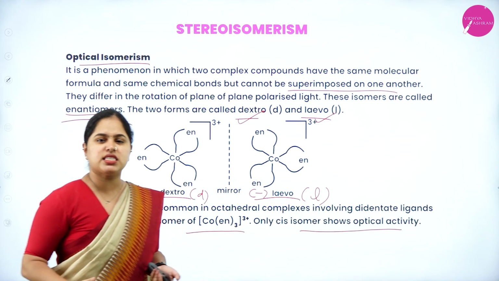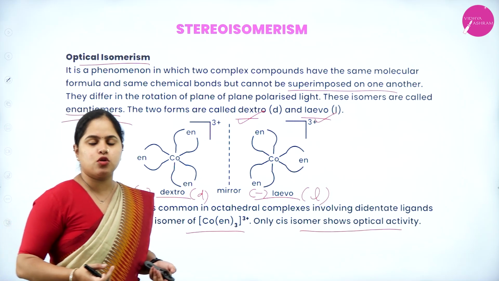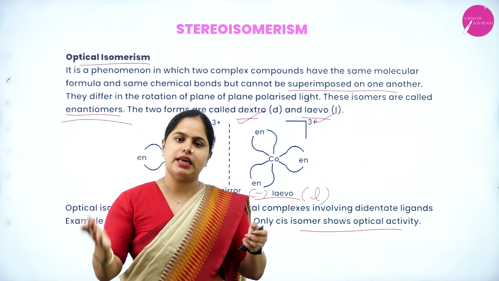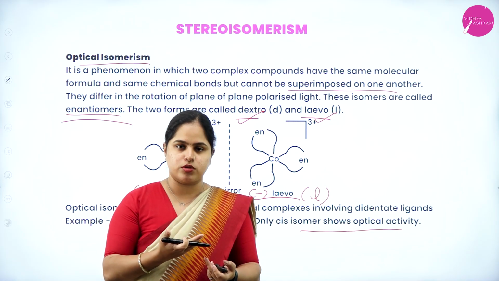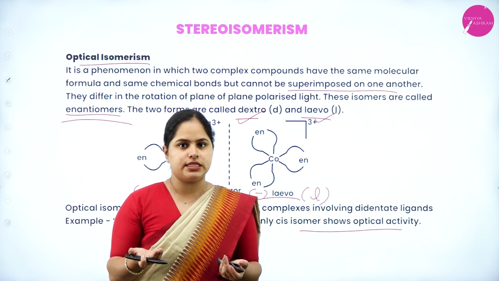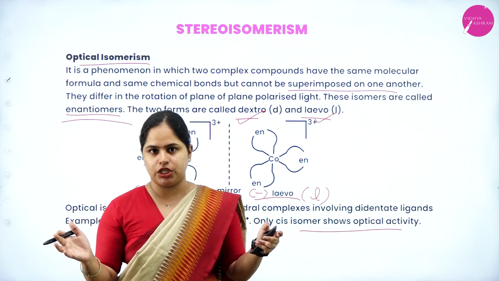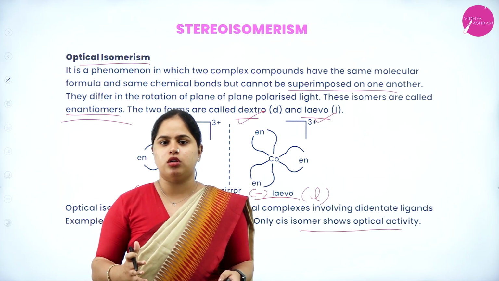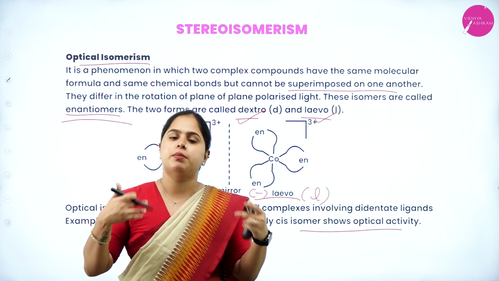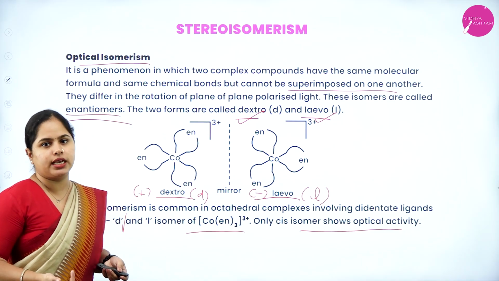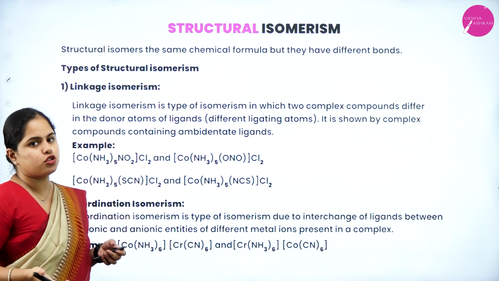So why will only the cis isomer show it? Cis isomer, as we have already studied, means the ligands are on the same side. So what happens if you take a mirror image and then superimpose? Of course, it won't be the same. But if you take trans, what happens? Already it is opposite to each other. So if I take a mirror image also and superimpose it, it will be exactly the same. That is why only the cis isomer will show optical activity. So I hope stereoisomerism is clear for you.